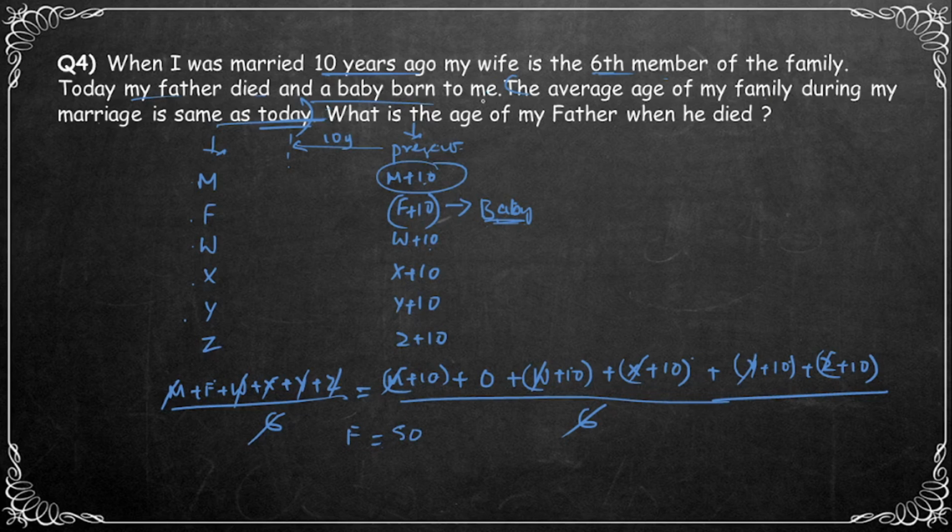Now they are asking for what is the age of my father when he died. He died today, that means we want his age, which is f plus 10. So 50 plus 10 is the answer, 60 years.